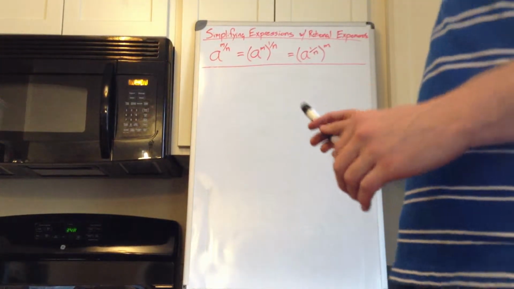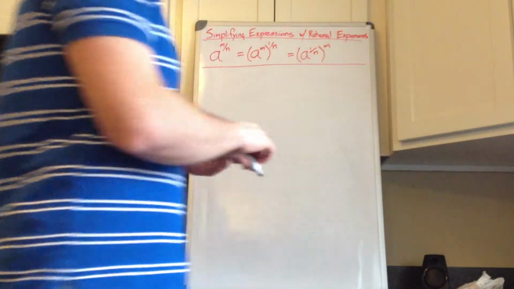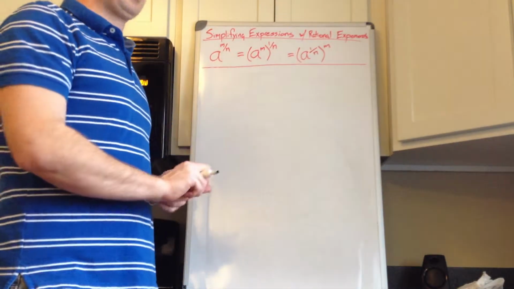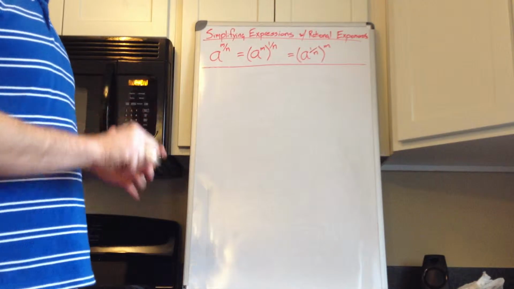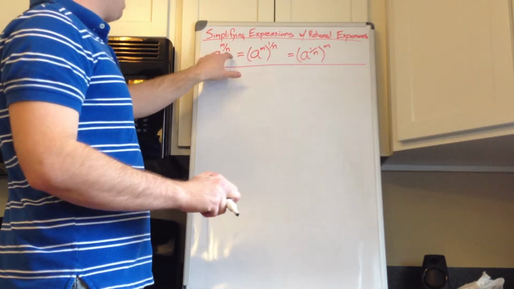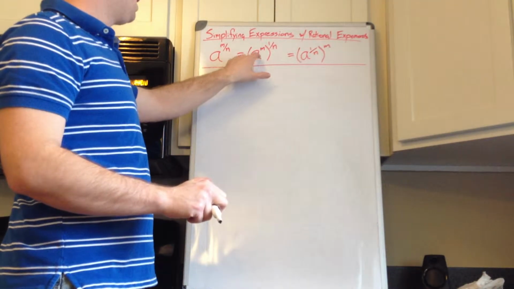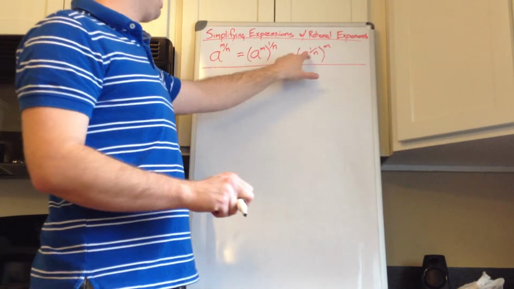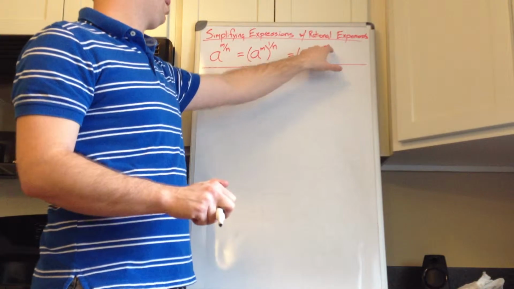This is the first of two videos on simplifying expressions with rational exponents. In the first one, I'm going to prove to you that this is true. And in the second one, we're going to work three quick examples. Okay. A to the m over n is the same thing as a to the m to the nth root, which is the same thing as a to the nth root, all raised to the m power.